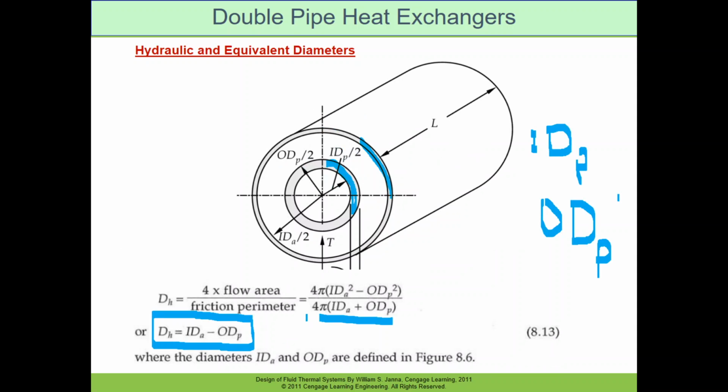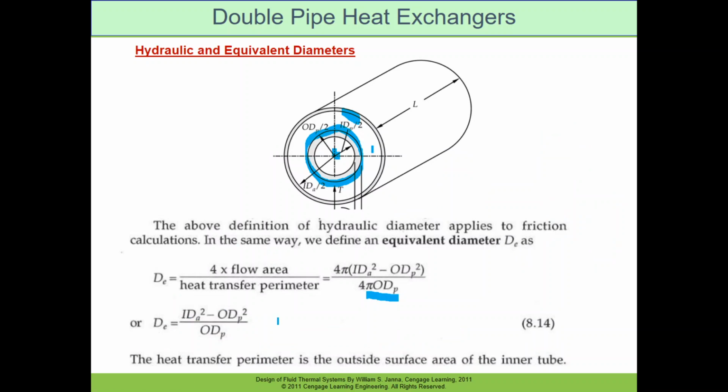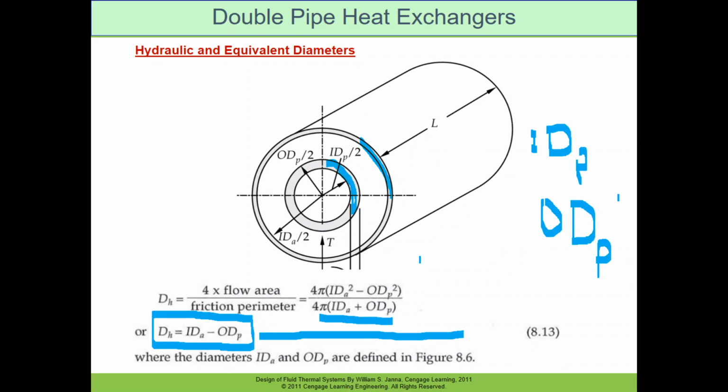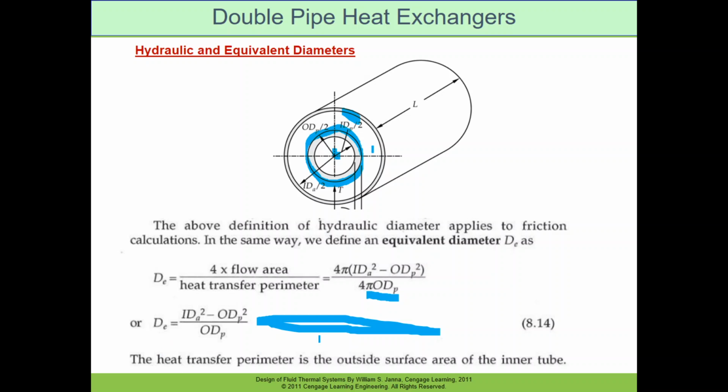Before that we calculated the hydraulic diameter, which will be used for pressure drop calculations, and remember that this will be used for heat transfer calculations. So one we are calling hydraulic diameter, and the other we are calling equivalent diameter.